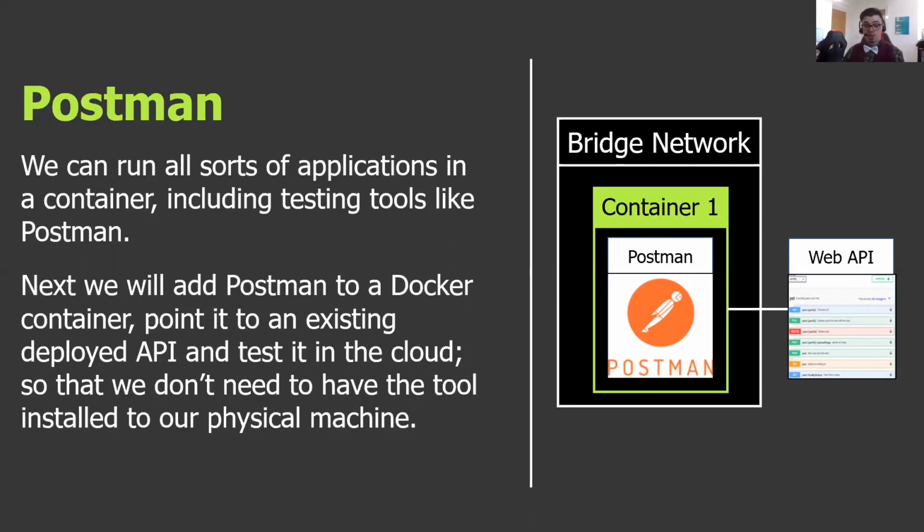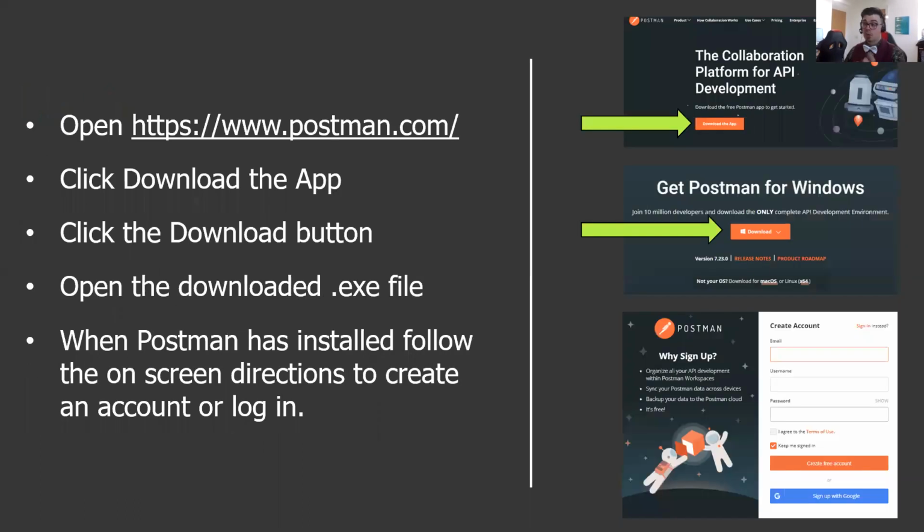So let's get started by going and finding Postman. I'm going to make an assumption that not everyone has Postman installed on their machine. So firstly, let's go to Postman, and then you just have to click the download button, and open the exe file once it's there. And when it's installed, follow the on-screen directions to create an account or to log into your account. That's going to take a few minutes, so it's good that we do this before next session.